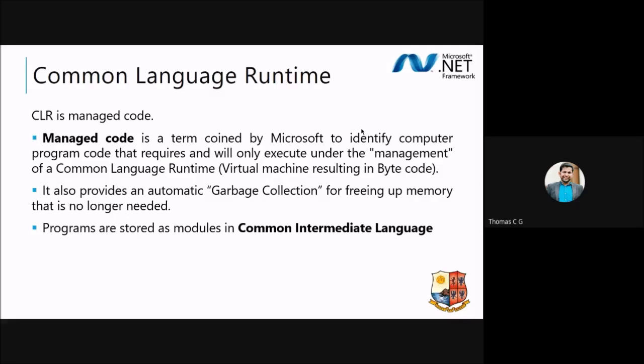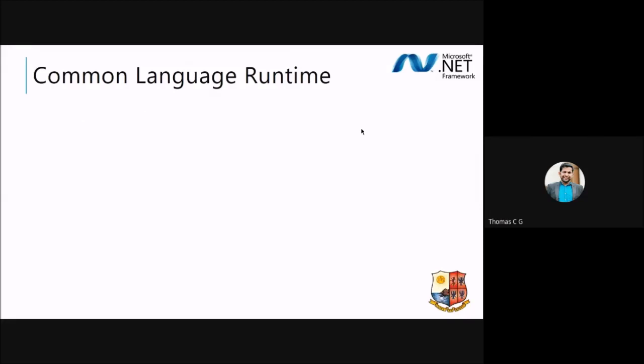What if I chose VB? I compile using the VB compiler. Output will be common intermediate language. What if I use C++? You compile using the C++ compiler, output will still be common intermediate language, which means it doesn't matter which language I speak, all my languages will be converted or stored in the format of a common intermediate language. All right, so remember that.